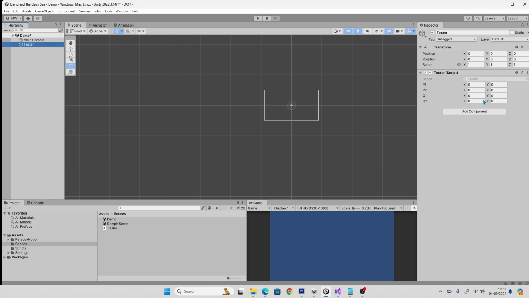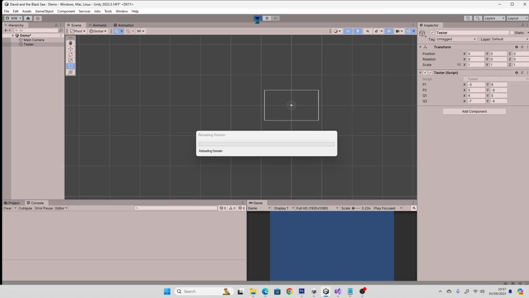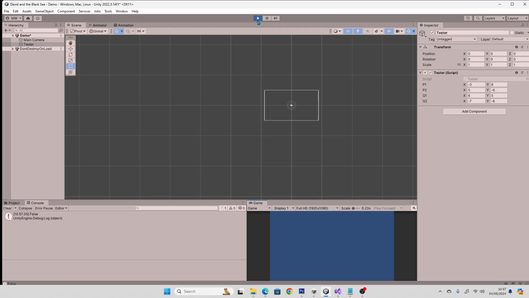Oops, tester. And let's go to console. Okay, so P1 is minus 3 and 6. P2 is 5 and minus 6. Q1, 5 and minus 7, minus 6. So that's from the first part that we did. You can look back in the video and see the graph, and it's telling us false.